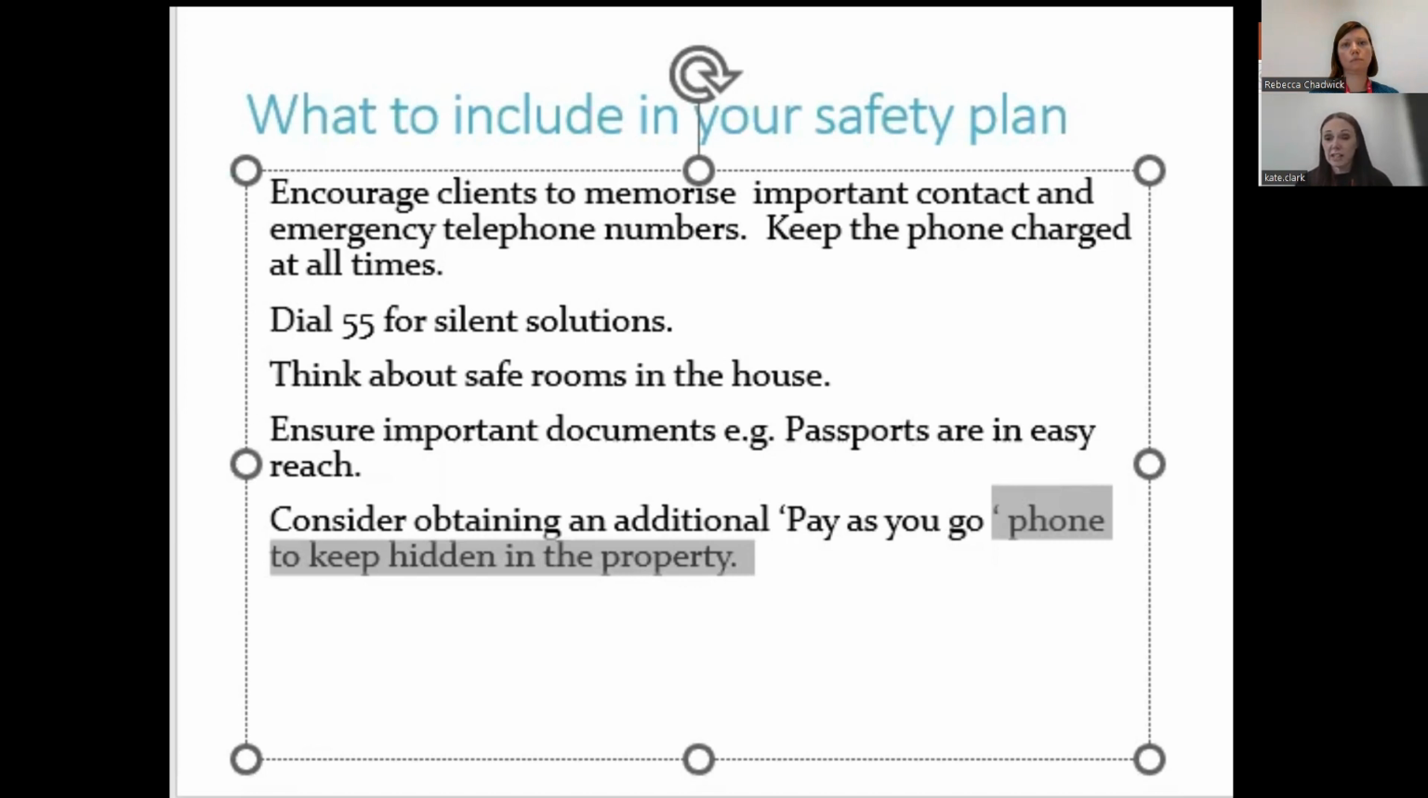Keep your phone charged at all times. Again, quite obvious, but just a reminder to people that they need to have that phone with them.